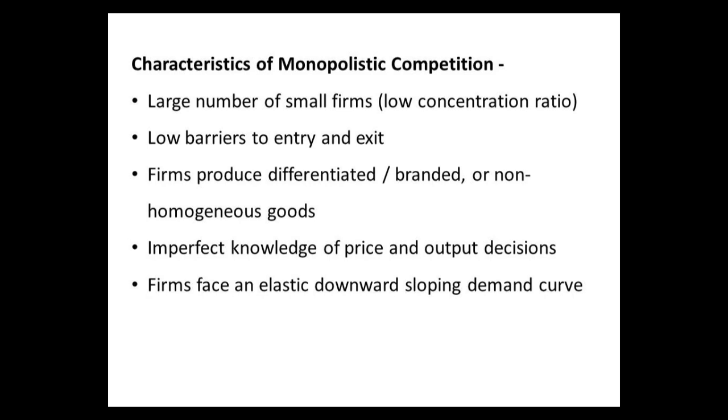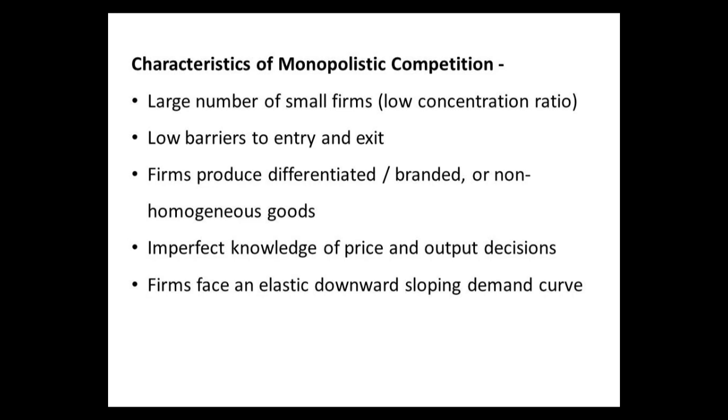We assume there's low barriers to entry and exit, so it's relatively easy for new businesses to join the market. We assume that firms produce differentiated or branded goods, so they're non-homogeneous. And we know that firms will face an elastic but downward sloping demand curve, somewhere in between the demand curve for a monopoly, which is downward sloping, and the demand curve for a perfectly competitive firm, which is horizontal.